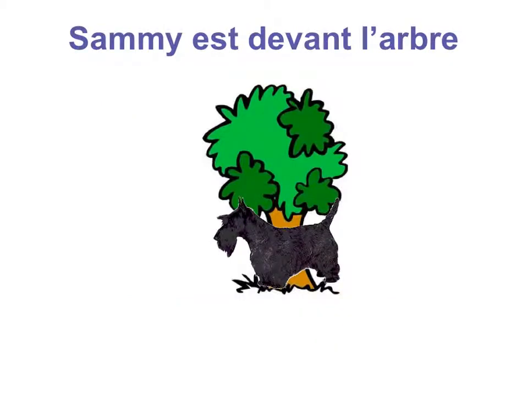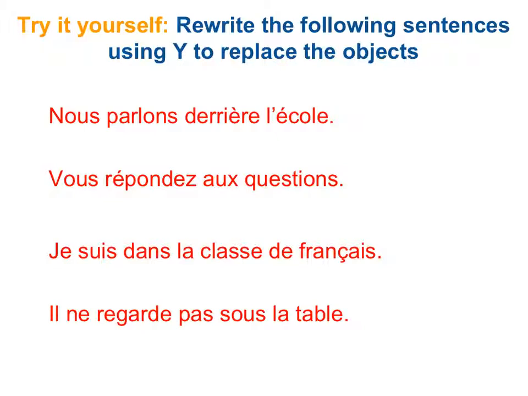Alright, going on. Sammy est devant l'arbre. We've got our devant. That's our preposition. L'arbre is the object. We're going to replace all of them and give it a shot. What do you think? Sammy, or we could just say il, y, est. Est is the verb. We put the y before it.